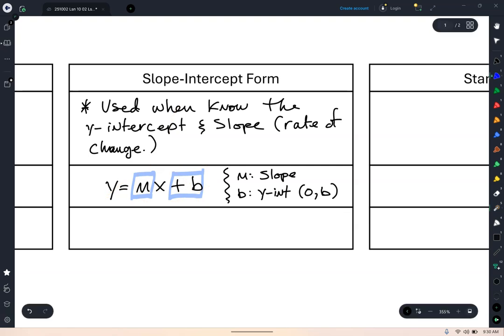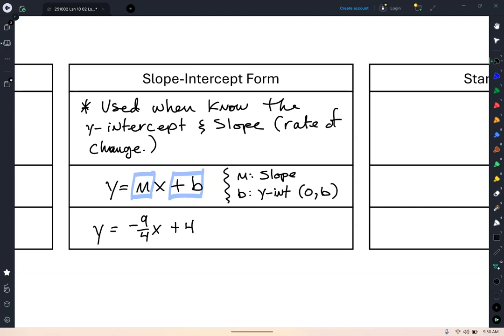Now, let's use an example. Okay? So here's an example for you. y = -9/4 x + 4. y equals negative 9/4 x plus 4. Okay, so let's use our highlighter and identify our key pieces of information. So we'll jot those down over here. So our slope is going to be negative 9/4.